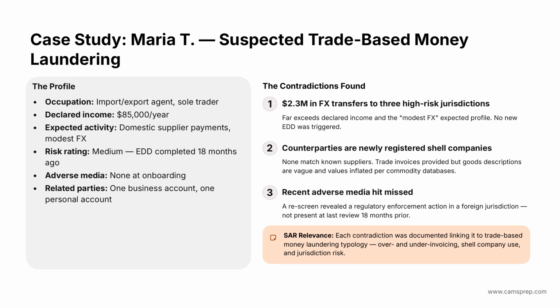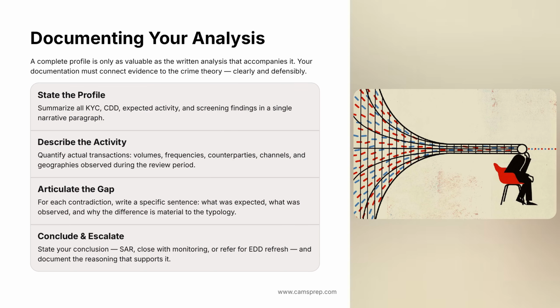Each contradiction was documented and linked to a trade-based money laundering typology, over and under invoicing, shell company use, and jurisdiction risk. That connection to typology is what makes the SAR narrative defensible. A complete profile is only as valuable as the written analysis that accompanies it. Your documentation must connect evidence to the crime theory, clearly and defensibly.